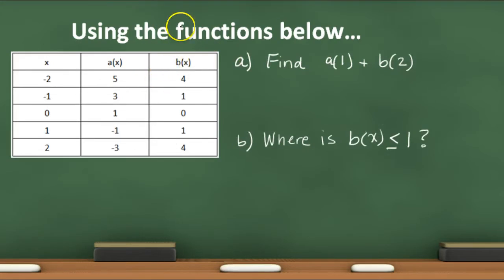All right, so here we're going to use these tables, and it says find a of 1 plus b of 2. So a of 1, that's right there where x equals 1. And b of 2, so where x equals 2, there. So that's -1 plus 4, and that's equal to 3. Okay. And then it says, where is b of x less than or equal to 1? So I look, and this is greater than 1. This is equal to. 0 is less than 1, so that works. And then 1 is equal to. So these are the span of numbers that works.